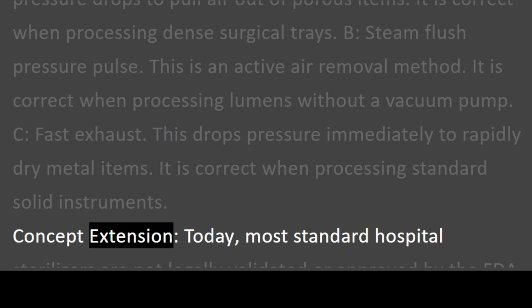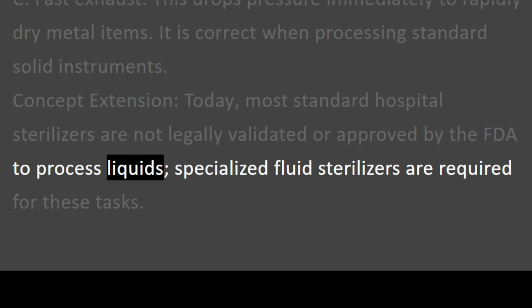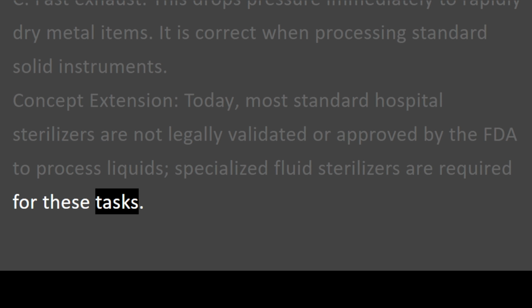Concept extension. Today, most standard hospital sterilizers are not legally validated or approved by the FDA to process liquids. Specialized fluid sterilizers are required for these tasks.